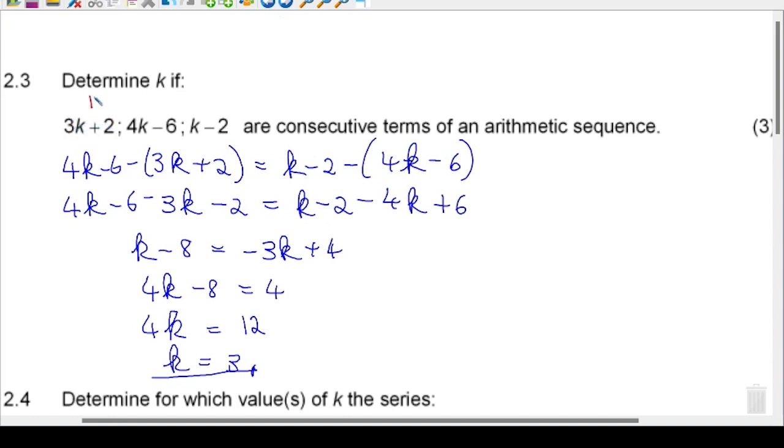The first term, if k is 3, would be 11. The second term would be, in fact, 12 minus 6, it would be 6. And the third term would be negative 1. Sorry, the second term is actually 5. So it's decreasing by 6 each time, and our answer is definitely correct.